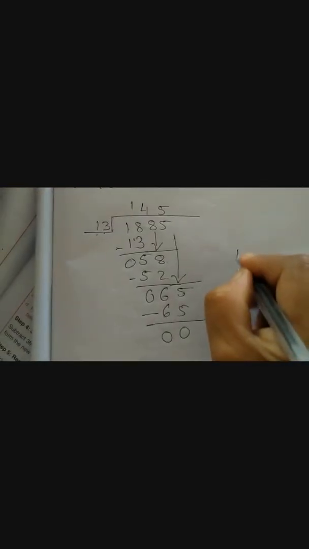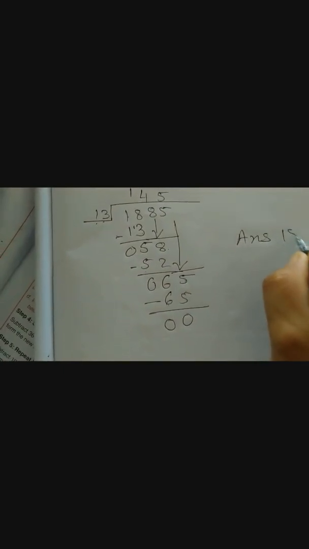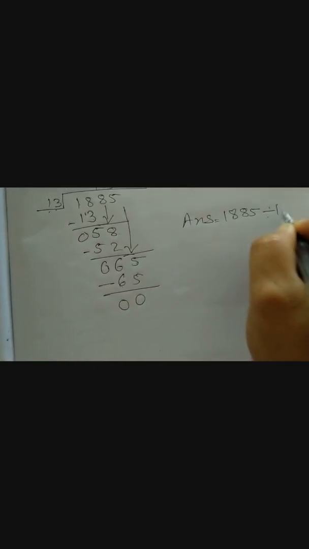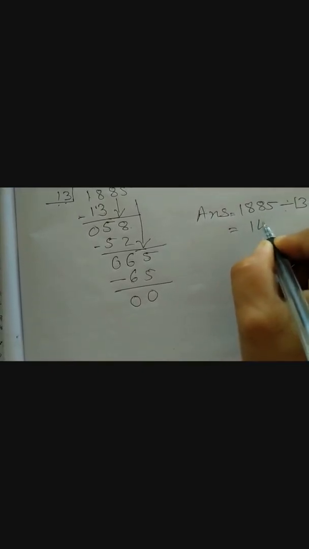The next number is 65. 13 fives are 65. 5 minus 5, 0. 6 minus 6, 0. So the answer is 1,885 divided by 13 is equal to 145. The quotient is 145. Now students, I'll give you 1 minute. You have to complete your work.